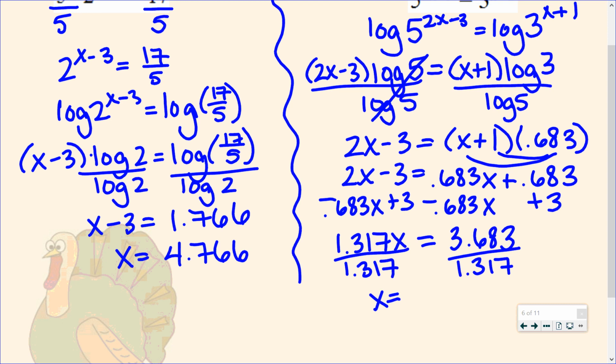So 3.683 divided by 1.317. 2.7965. I'm going to say 2.800. We're going to round it to 3 decimal places there. Okay, which again, I got 2.7965. So the 6 rounds up to the 7.